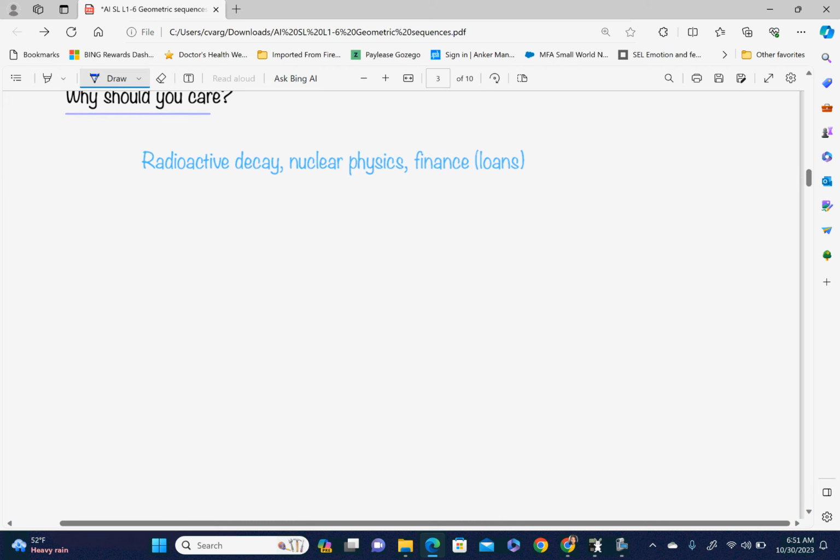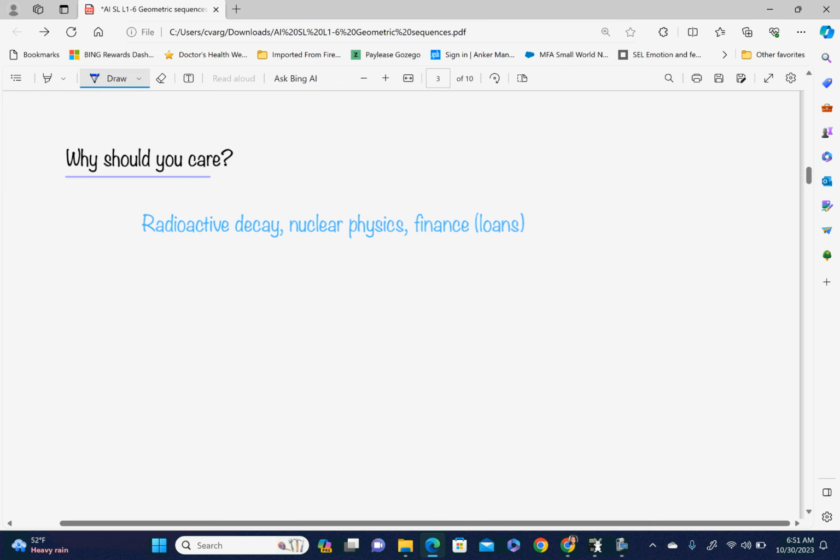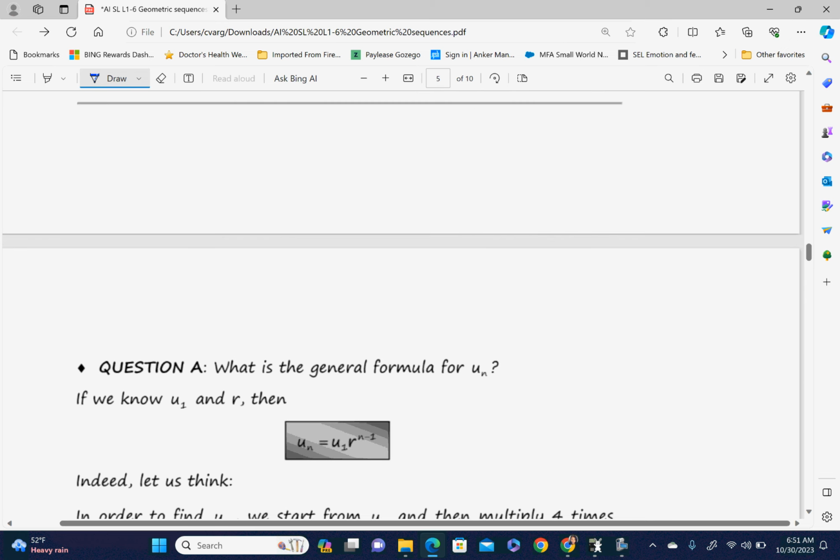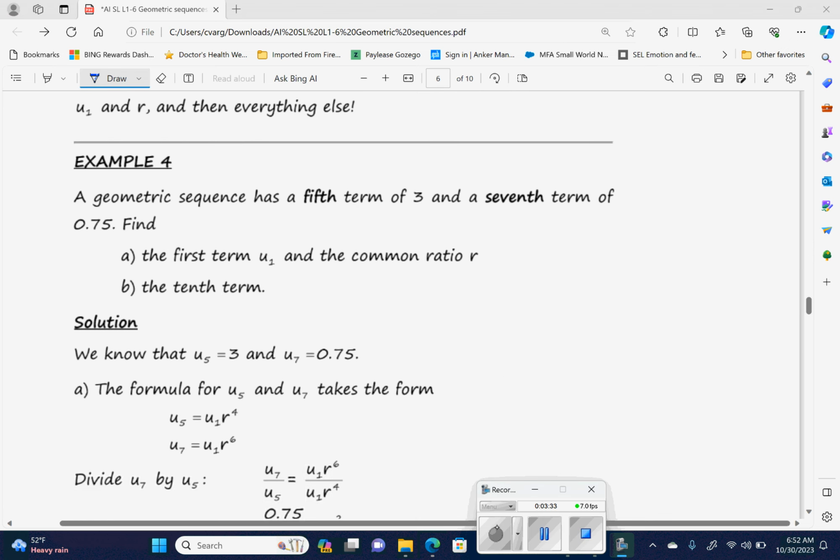And that is our lesson for geometric series and geometric sequence. This does come about a lot when we talk about radioactive decay, nuclear physics, as well as loans, like taking out a loan. There are some sample problems right here. I do feel the need to go over example 4, because this one might be a little bit confusing, so just to kind of make sure that we're good.